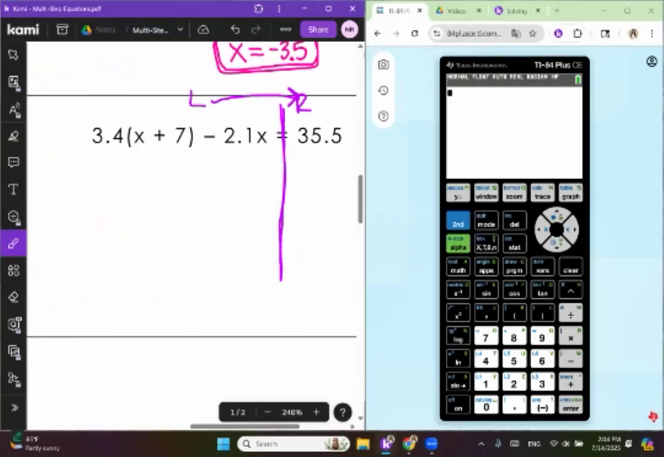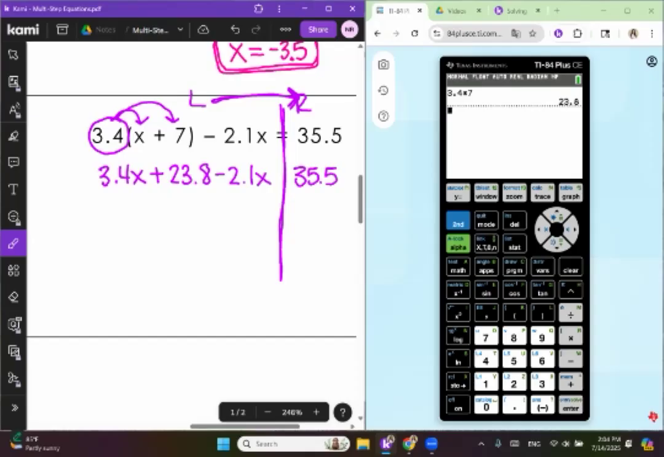Letters on the left, so we move our numbers to the right. First step is to distribute if necessary. So 3.4 times x, 3.4x. 3.4 times 7 is 23.8. Everything else comes straight down. When you distribute, don't distribute to numbers that are outside of the parentheses. I don't know if I mentioned that. Anything outside, you do not multiply, okay?